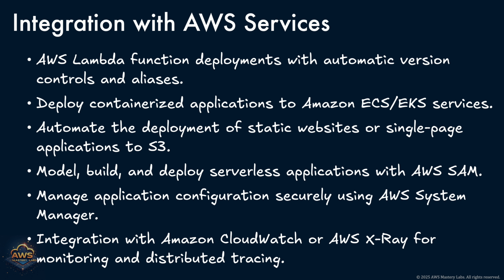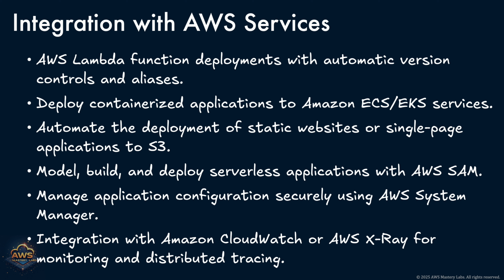For containerized applications, AWS provides native support for Amazon ECS and Amazon EKS. Whether you're running containers on Fargate or Kubernetes, you can plug your pipelines directly into these services and deploy Docker images with confidence, using automation and deployment strategies like rolling updates or canary releases.